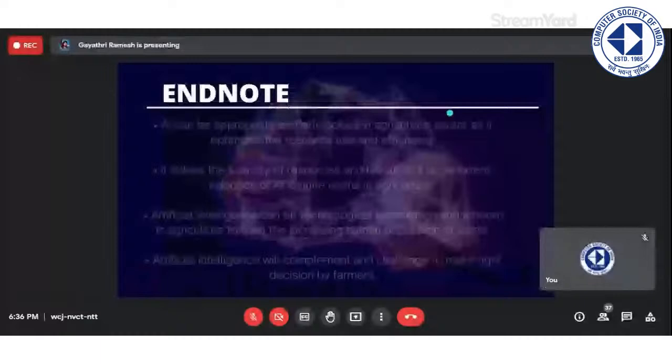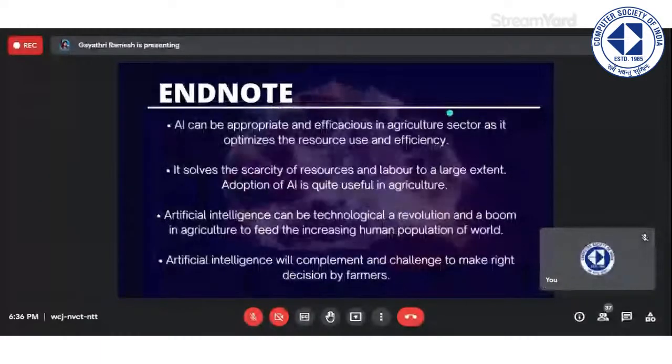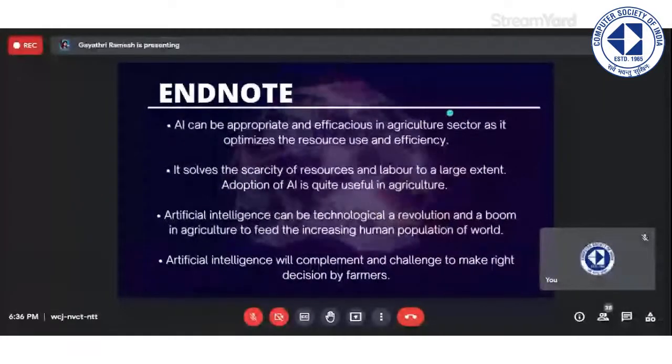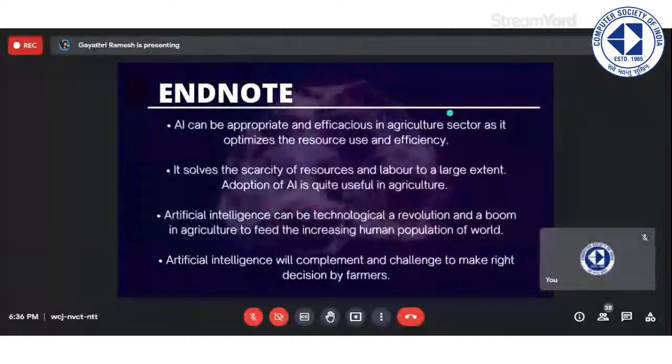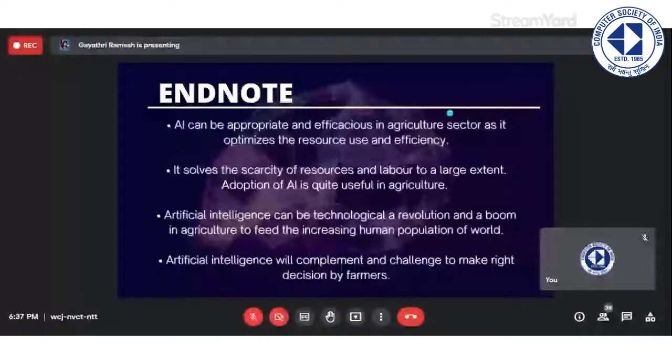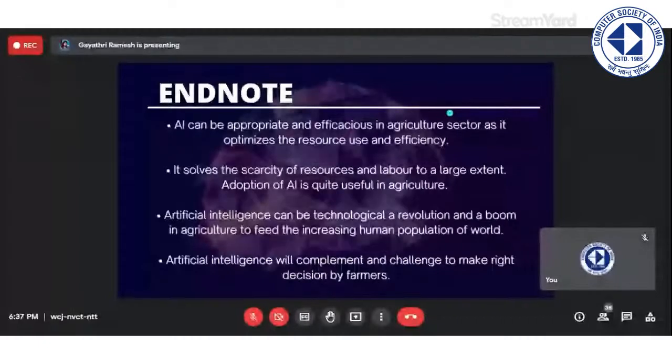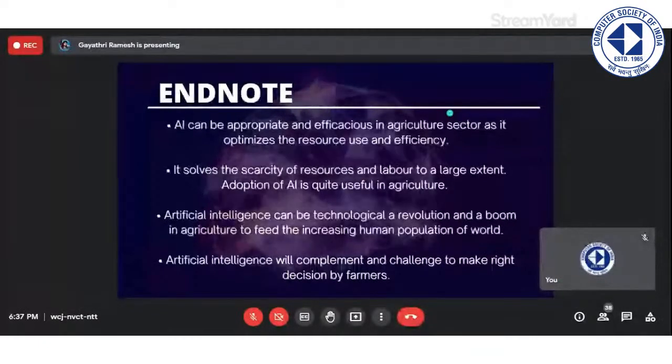So, as a conclusion, we can sum it up as AI can be appropriate and efficacious in agriculture sector as it optimizes the resource use and efficiency. It solves the scarcity of resources and labor to a large extent. Adoption of AI is quite useful in agriculture. Artificial intelligence can be a technological revolution and a boon in agriculture to feed the increasing human population of the world.